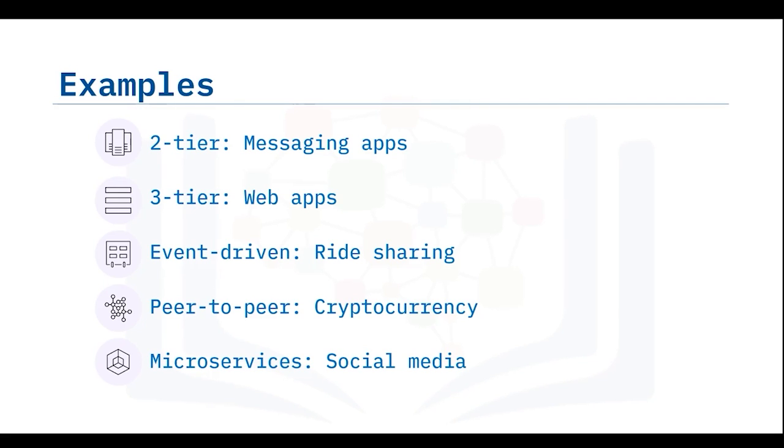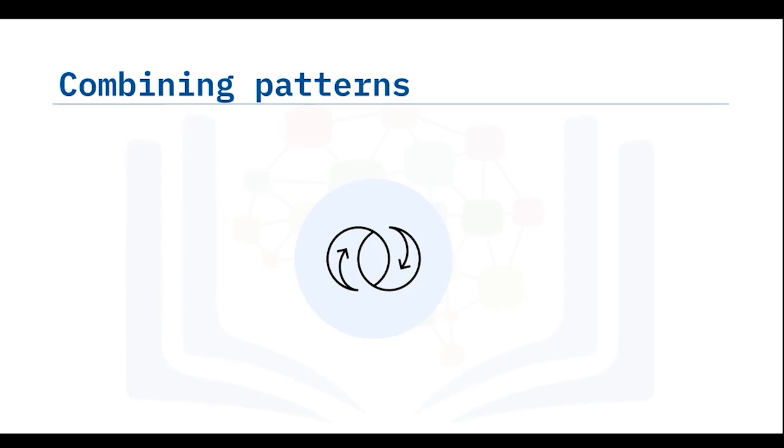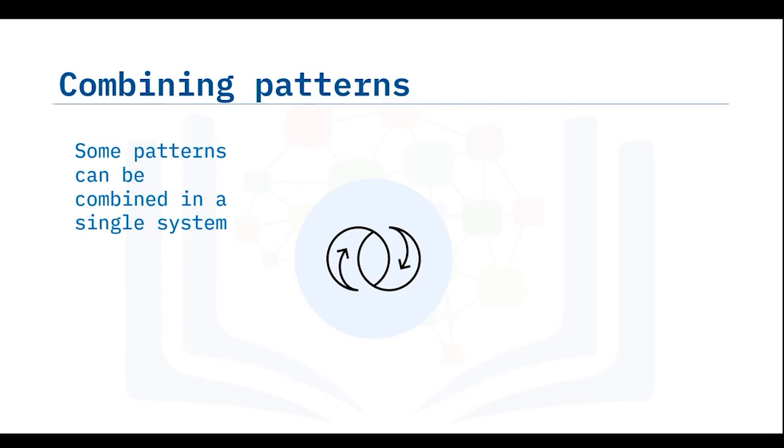A user has an account, and that account can request different services, such as adding friends, targeted ad recommendations, and displaying content. Architectural patterns are not necessarily mutually exclusive. In other words, two or more of these patterns can be combined. For instance, a three-tiered architecture can also be microservice-based, or a peer-to-peer architecture can also be event-driven.